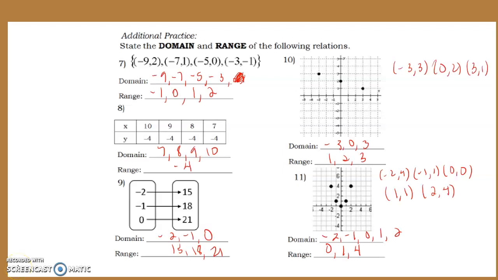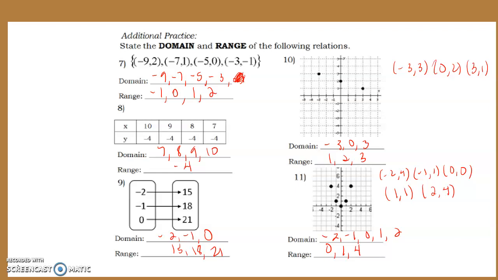So for the domain, for number 7, you should have had -9, -7, -5, -3. And for the range, -1, 0, 1, 2. For number 8, for the domain, you should have had 7, 8, 9, 10. And for the range, just -4. Again, remember we always write least to greatest, and we never repeat a number.